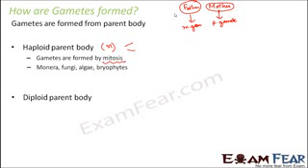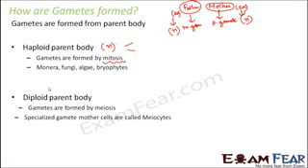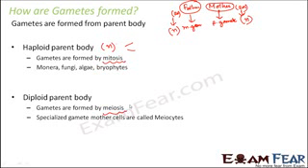Now the second scenario is where the parent body is diploid, for example the human beings. Here the parent body is diploid. So that means this father, where all the body cells are diploid, has to produce one haploid gamete. Similarly, the mother has to produce one haploid gamete. So basically the chromosome number is getting reduced. That means it will happen by meiosis, because meiosis is reduction division, where the chromosome number gets reduced to half.